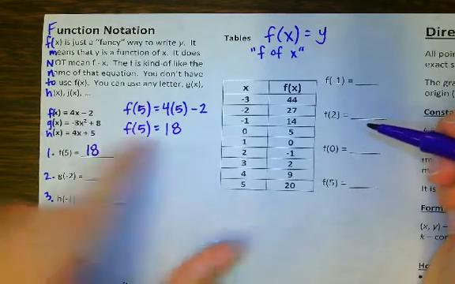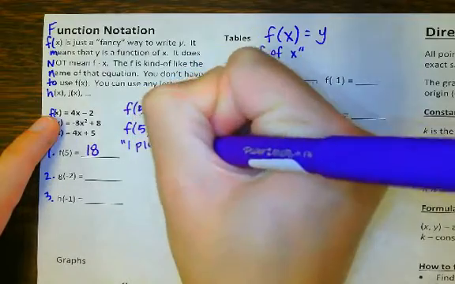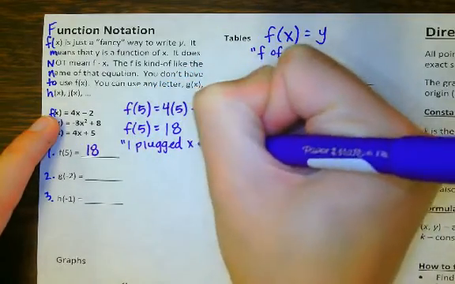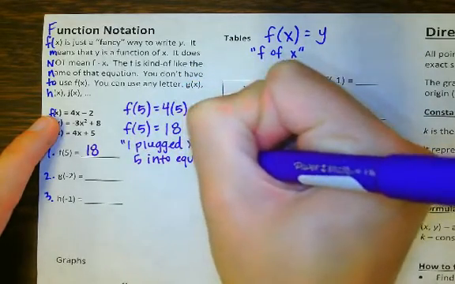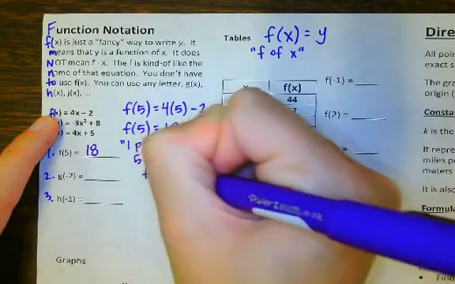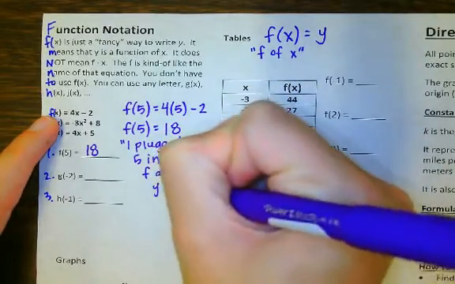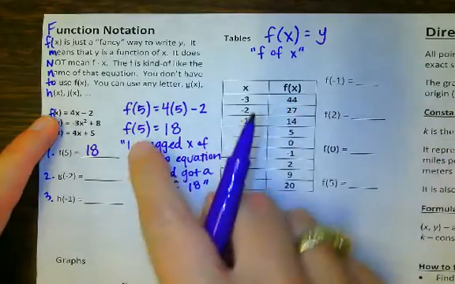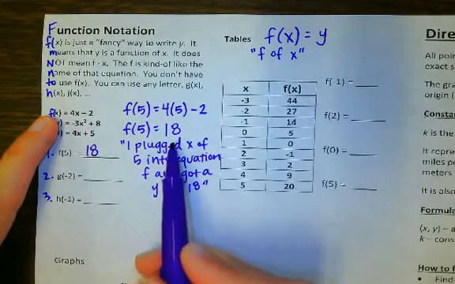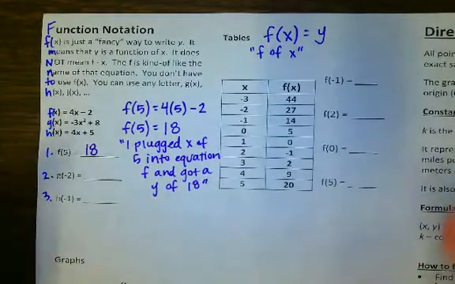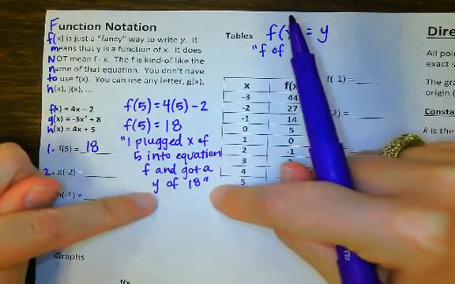So this last part of our problem here, I could say it like this. I plugged in x of 5 into equation f and got a y of 18. That's what reading this says, f of 5. I plugged 5 into function f, and the y value I got was 18. In math, we just have a shortened notation for this, so you don't have to be writing out those words every time.